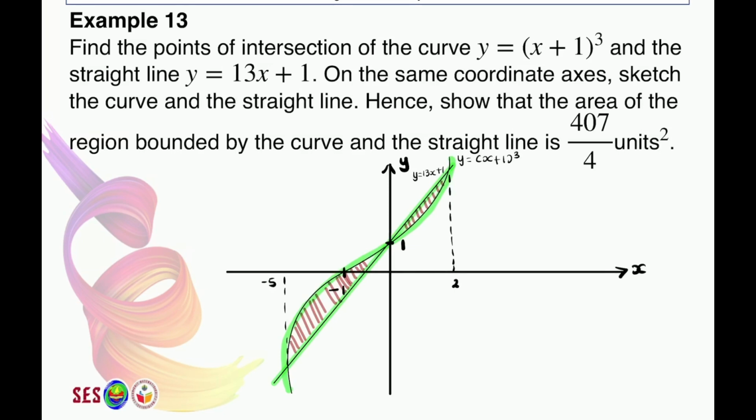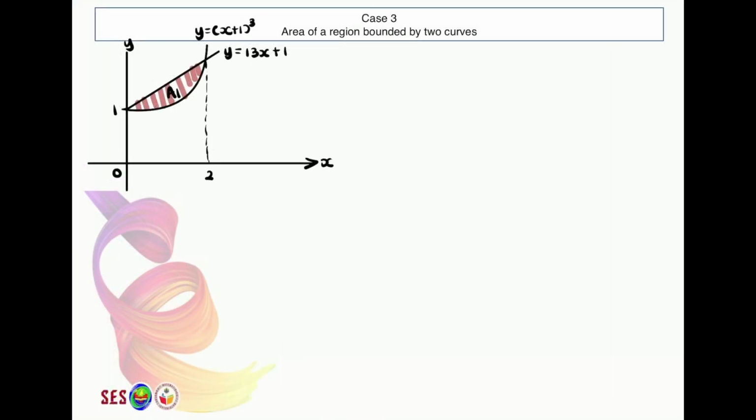So we are going to do like what we have done previously. We are going to separate it into two parts. So we'll label area 1 and also area 2. So when we add them up, we'll get and show that it's equals to 407 over 4 units squared. So now if we were to look closely at area 1, actually take the integral between 0 to 2 and we take the upper function minus the lower function. So we'll obtain the value of the area.